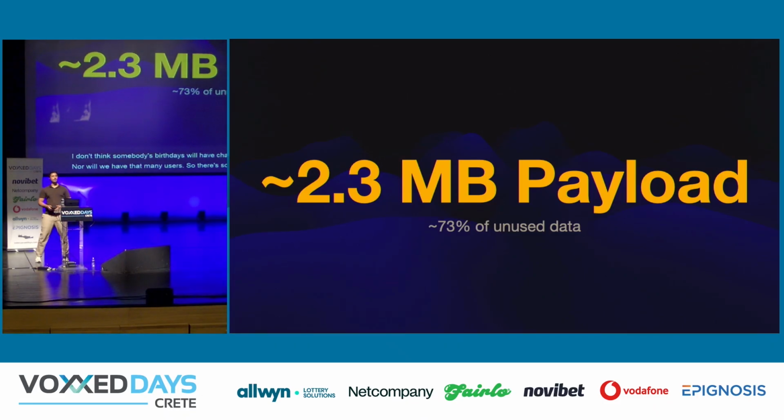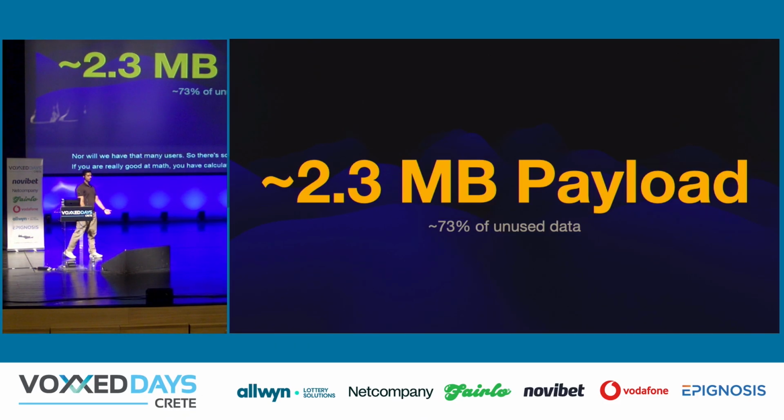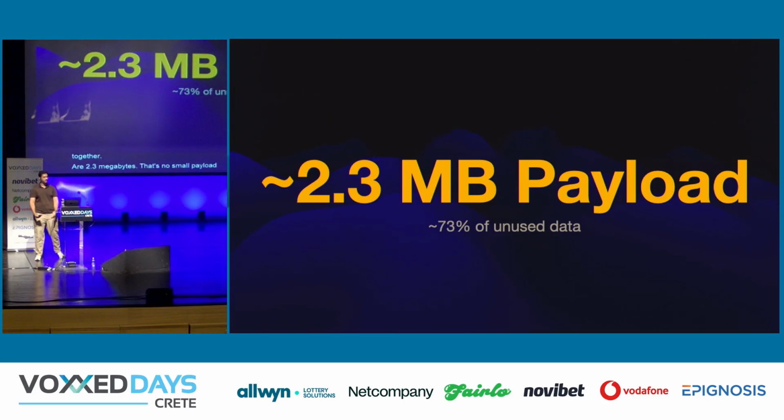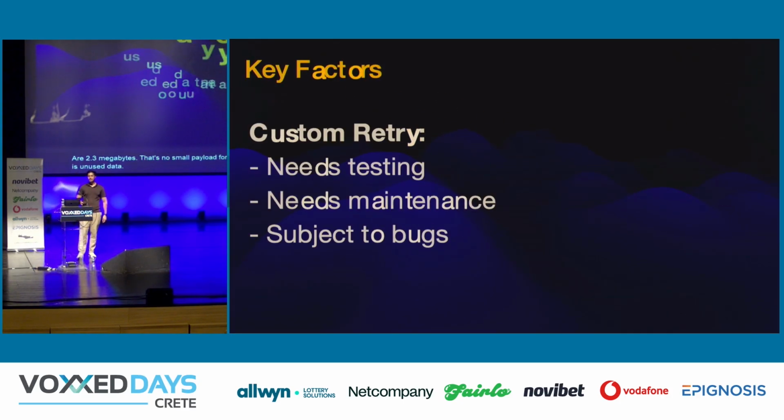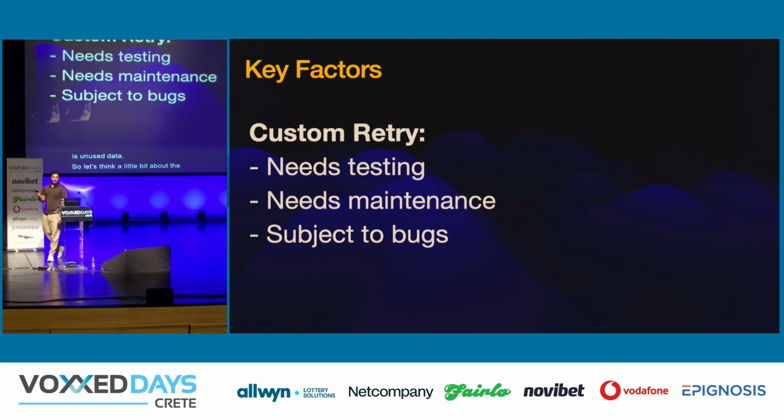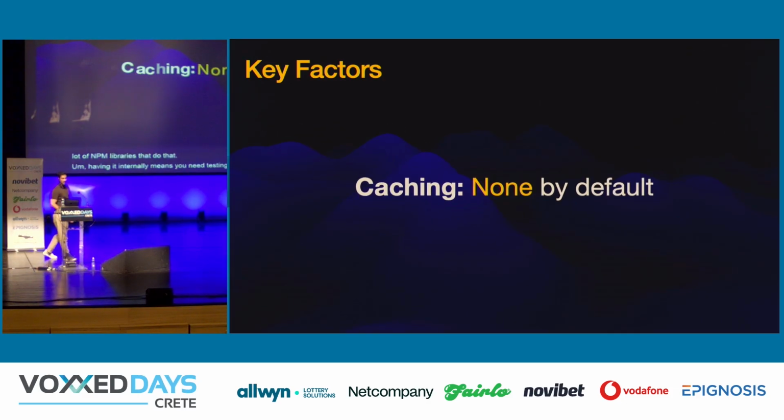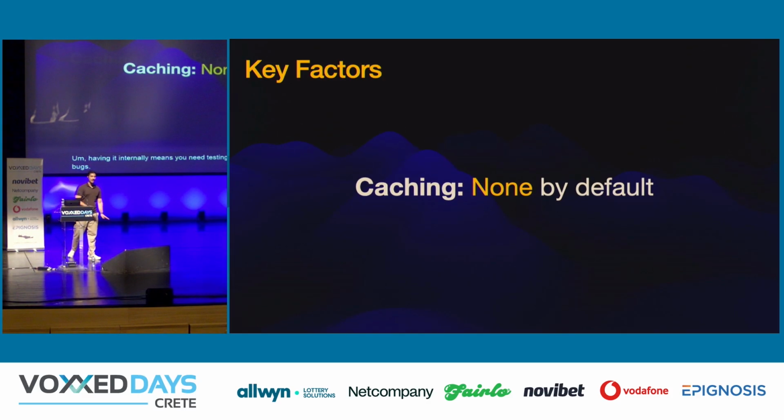If you are really good at math, you will have calculated that all those requests put together are 2.3 megabytes. That's no small payload for all of those 5 requests. And 73% of that is unused data. So let's think a little bit about the key factors. So we had a custom retry function, and a couple of the problems with that is that we're reinventing the wheel, and there are a lot of NPM libraries that do that. Having it internally means you need testing, maintenance, it's subject to bugs. In terms of caching, there's none by default.